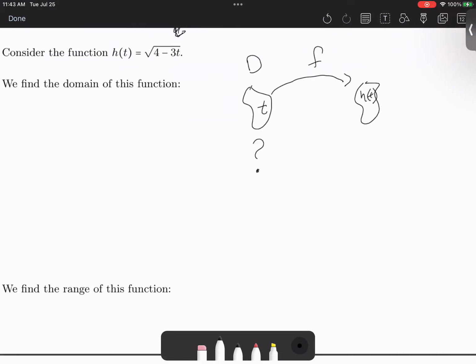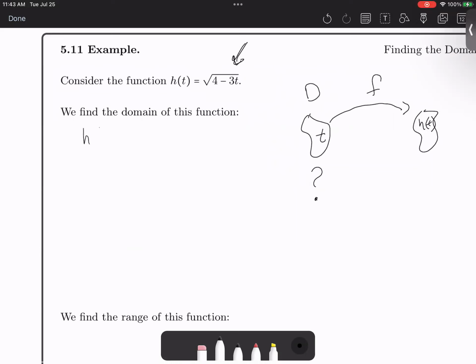So let's think about this. Our function h of t is the square root of 4 minus 3t. And you can't do this for all t values, because what do you need to happen? You are not allowed to take the square root of a negative number. Right? If you take the square root of something, it has to be positive. So that means what's inside my square root here, 4 minus 3t, I need 4 minus 3t to not be negative. I need it to at least be 0.